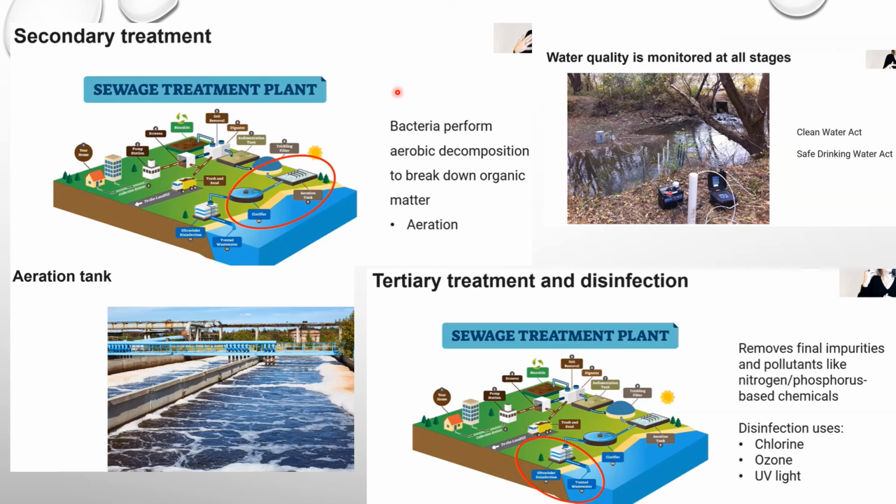So secondary is bio, using bacteria, and the bacteria are going to aerobically decompose all that organic matter. So they're aerating it using bacteria and oxygen to help decompose the organic matter, like your poop. That's what the organic matter is. So this is a picture of an aeration tank. So lots of good, healthy bacteria in there are going to break it down and decompose it.